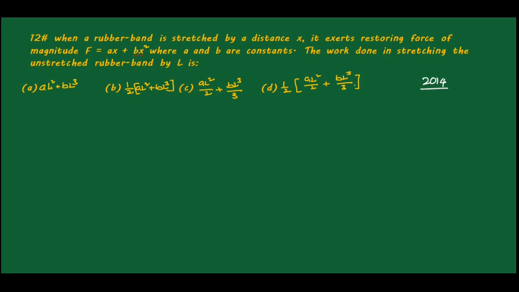This question is from 2014. When a rubber band is stretched by a distance x, it exerts a restoring force of magnitude F is equal to ax plus bx square, where a and b are constants. The work done in stretching the unstretched rubber band by length L is asked. Okay, see, it is simply a direct question. The work done W is equal to what actually?